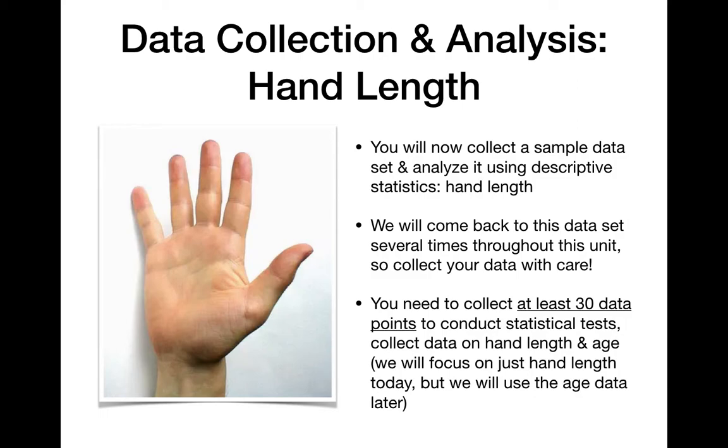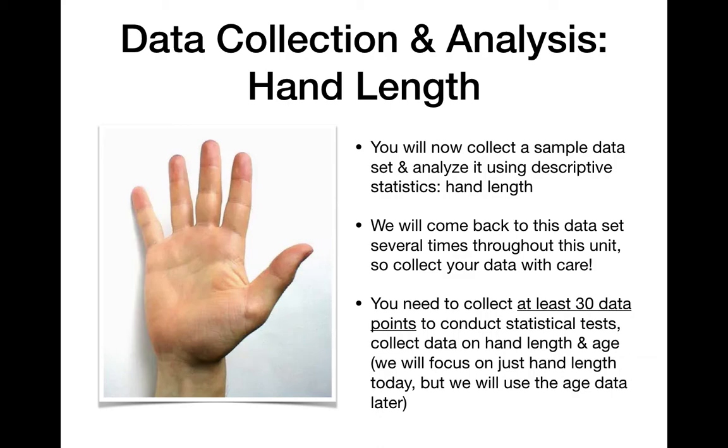So at least 30 data points. If you guys collaborate, you can have more than 30. That's great. It'll mean you have more accuracy in your data. So for your first data point, everybody, my hand, I said 18.4 centimeters. Let's double check, make sure I don't tell you the wrong thing. Yeah, 18.4 centimeters, and I am 34 years old. There you go, that's your first data point.